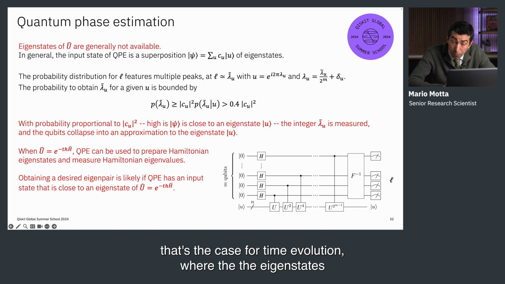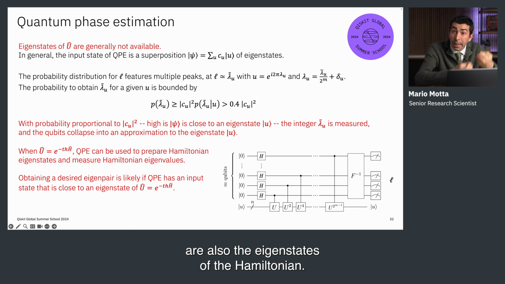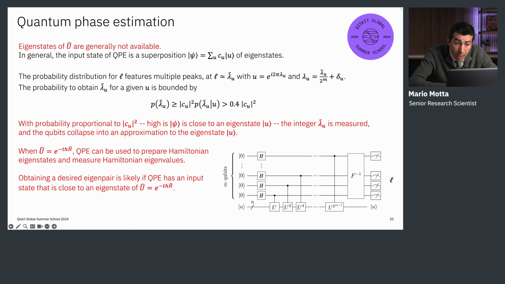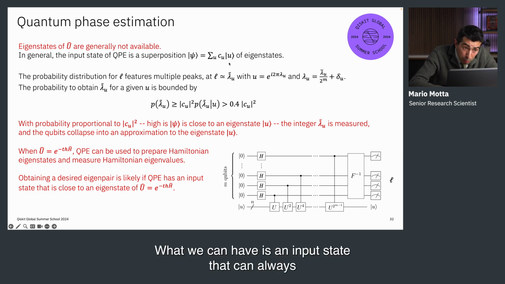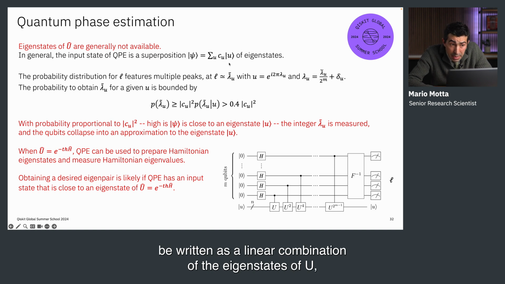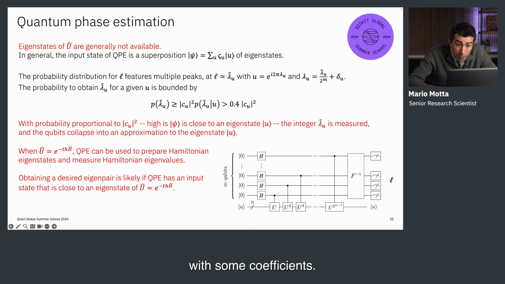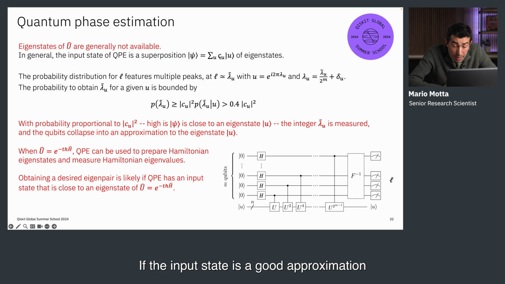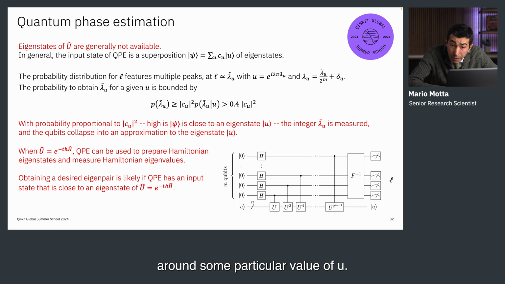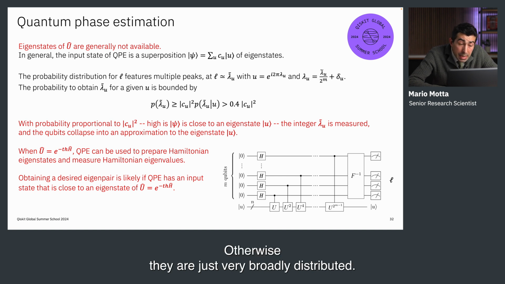And that's the case for time evolution, where the eigenstates are also the eigenstates of the Hamiltonian. What we can have is an input state that can always be written as a linear combination of the eigenstates of U with some coefficients. If the input state is a good approximation to the unknown target eigenstate, then the coefficients C_u are peaked around some particular value of u. Otherwise, they are just very broadly distributed.